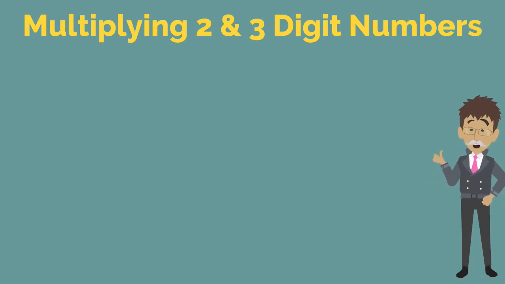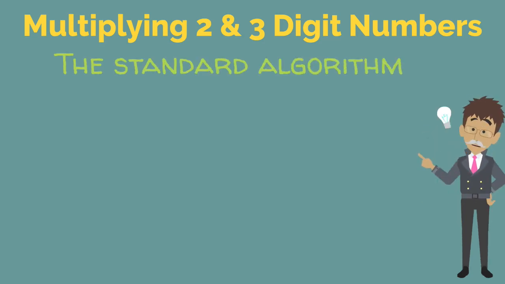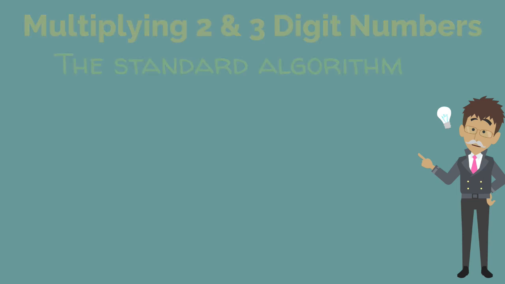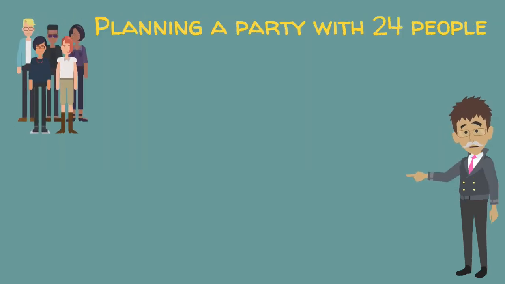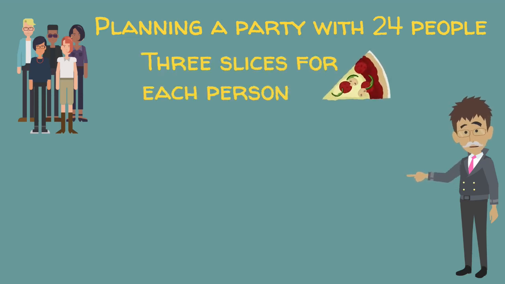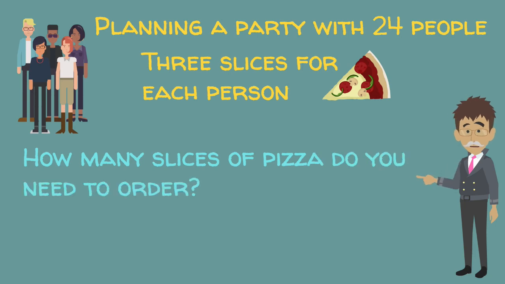I will use what is often called the standard algorithm because it is efficient. Let's start with 1-digit by 2-digit multiplication, like 3 times 24, as in this example. Suppose you are planning a party for 24 people. You want to serve each person 3 slices of pizza. How many slices of pizza do you need to order?